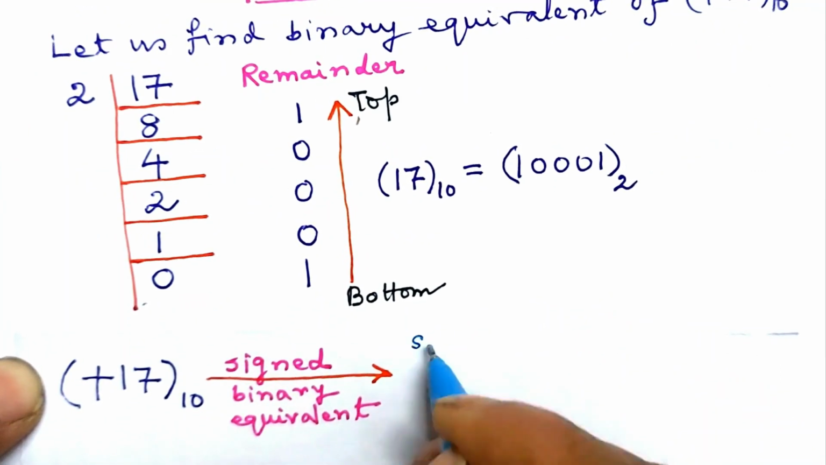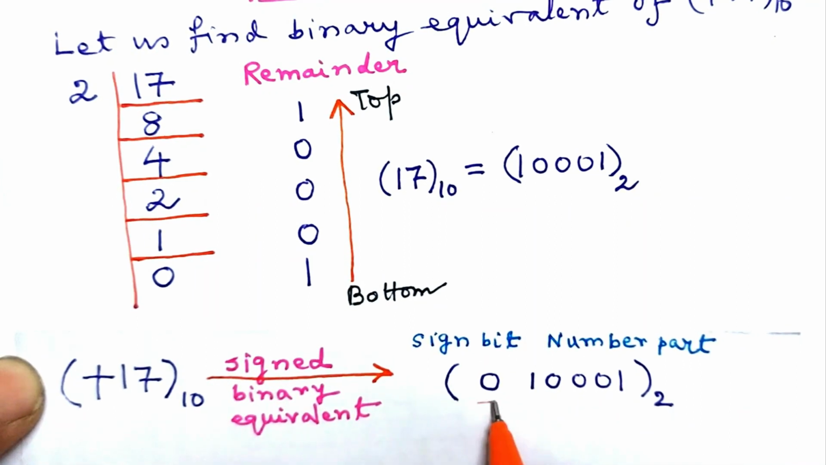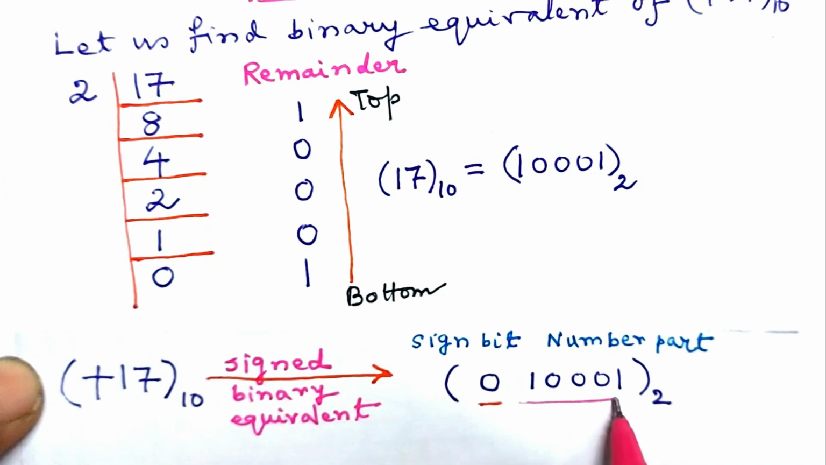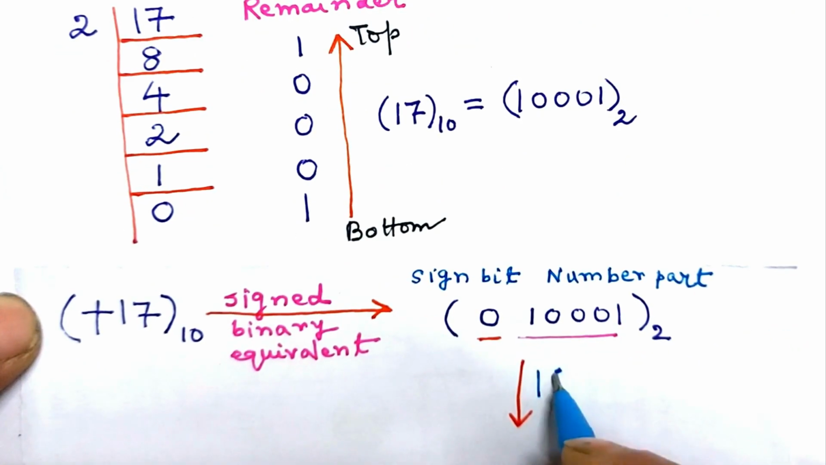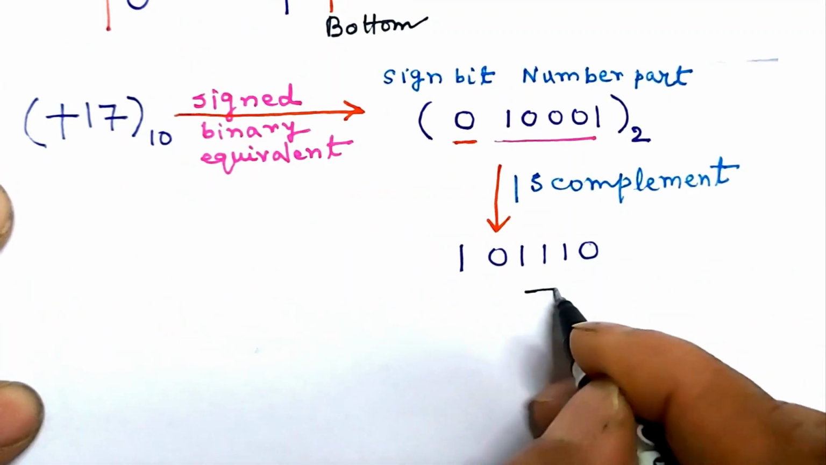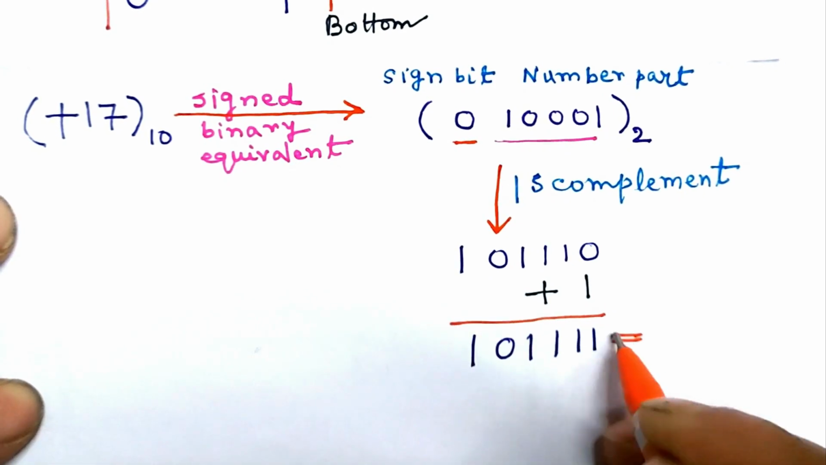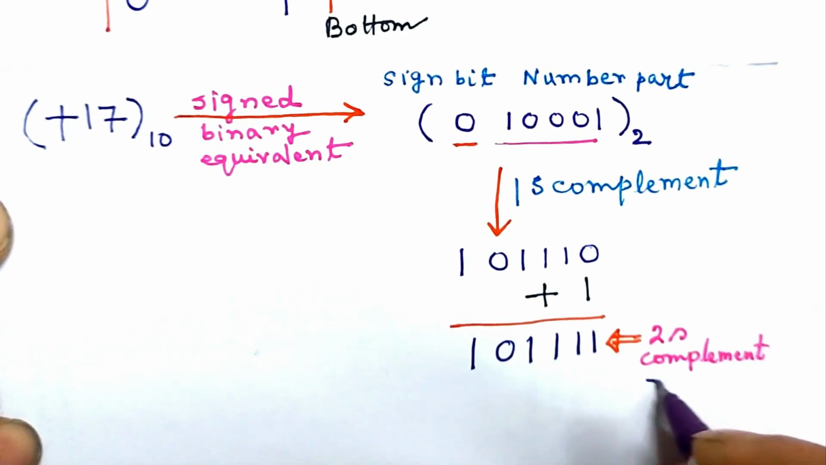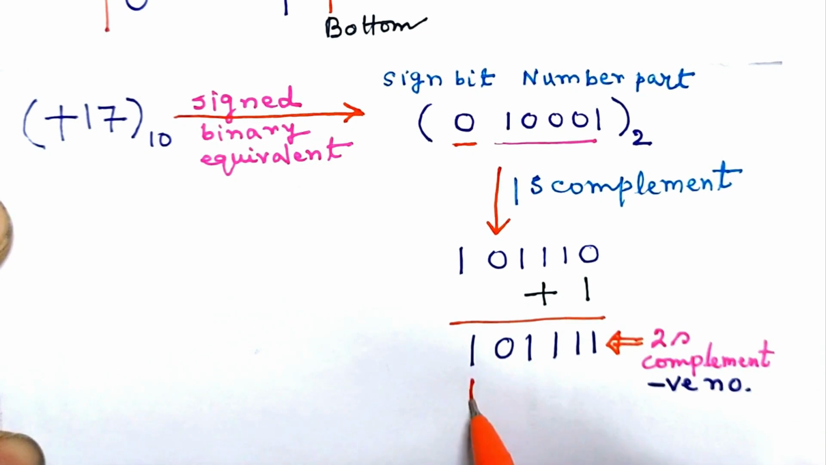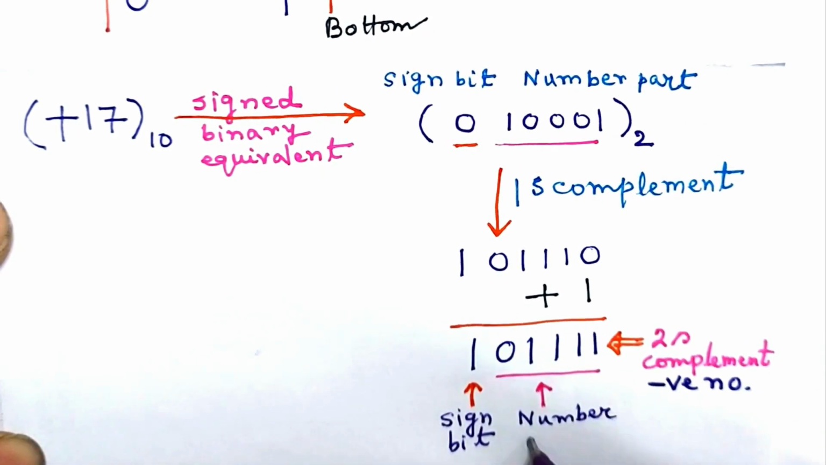equivalent as sign bit to be 0, as we have referred to a positive number, and this is the number part. So this is the sign bit and this is the number part. Let us take 1's complement to get. Add +1. This gives what is called 2's complement, which is a negative number. This bit represents sign of the number and this part is the number part.